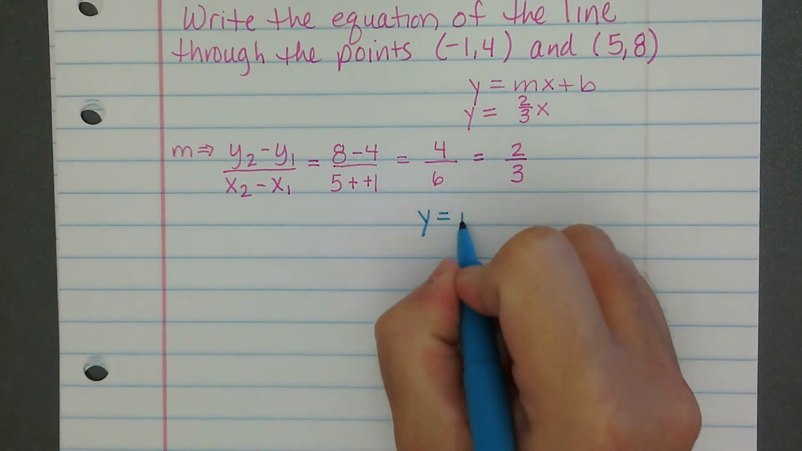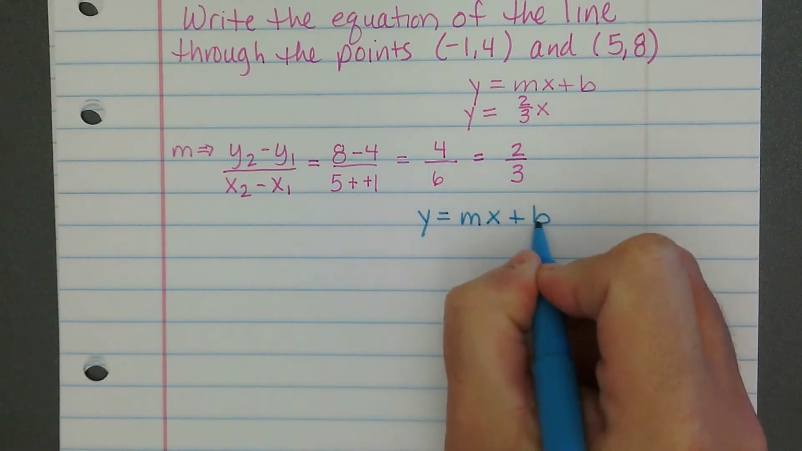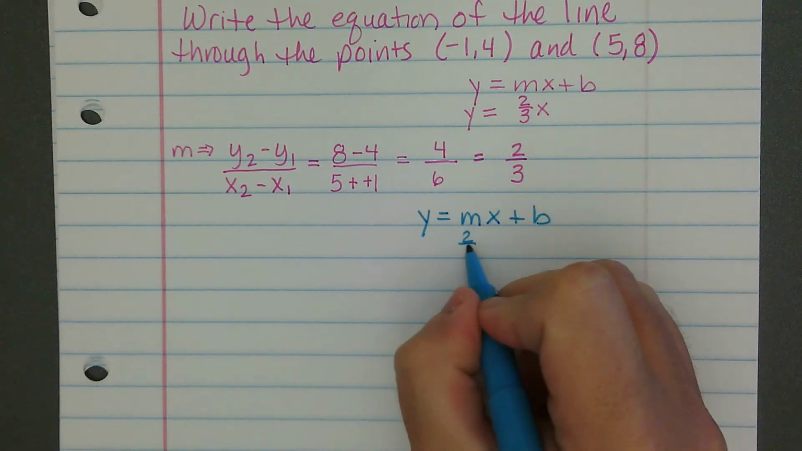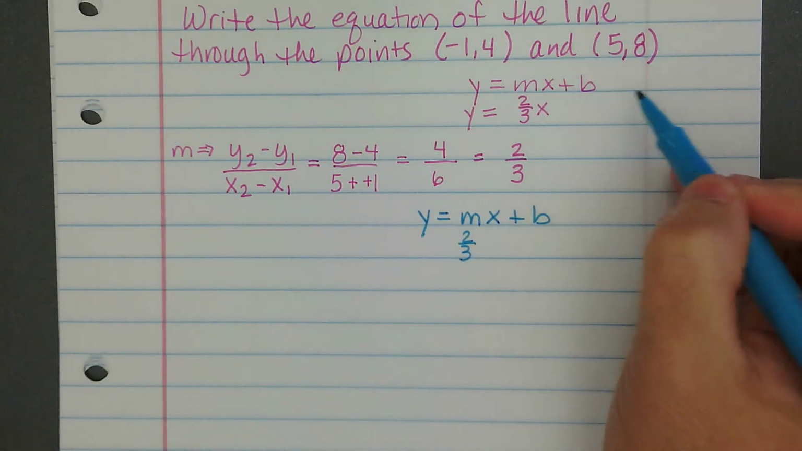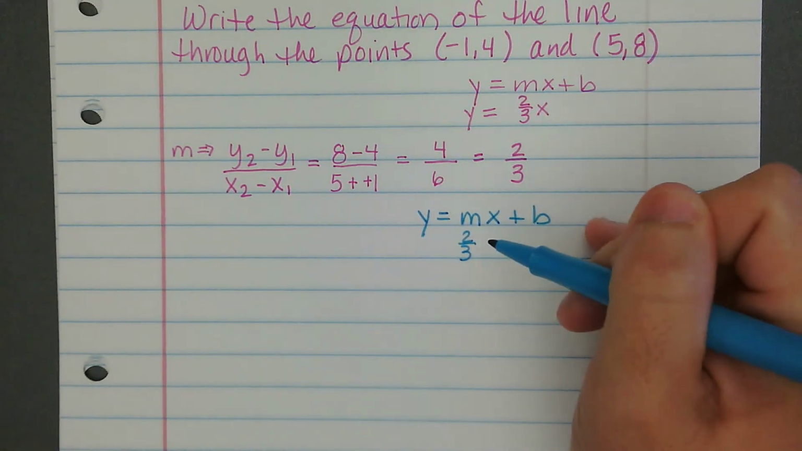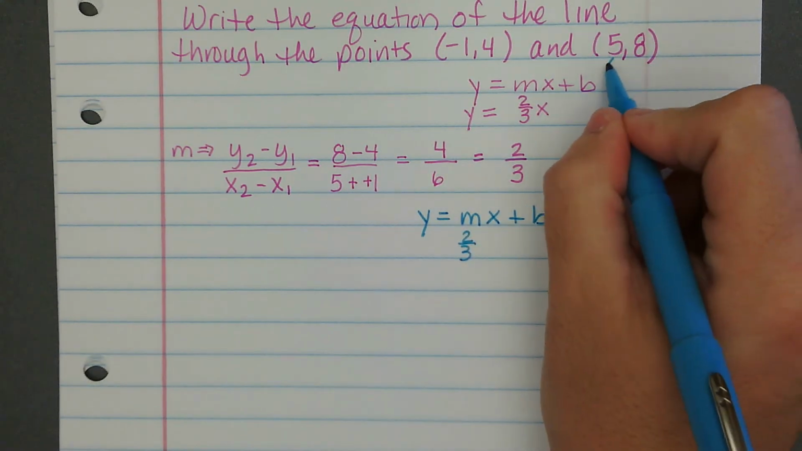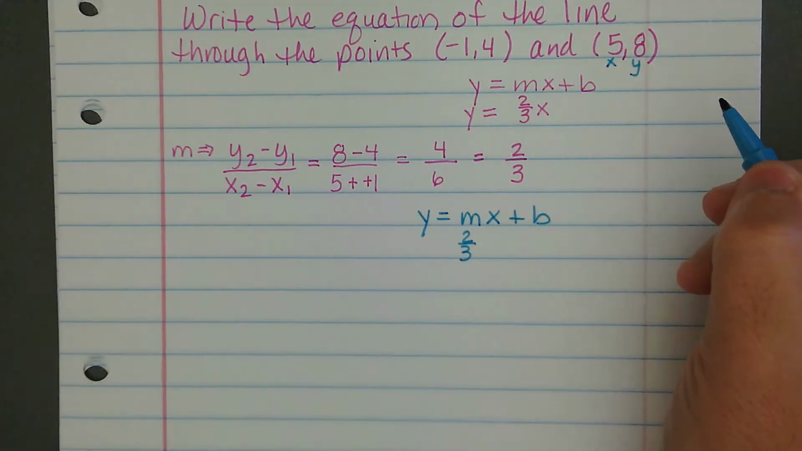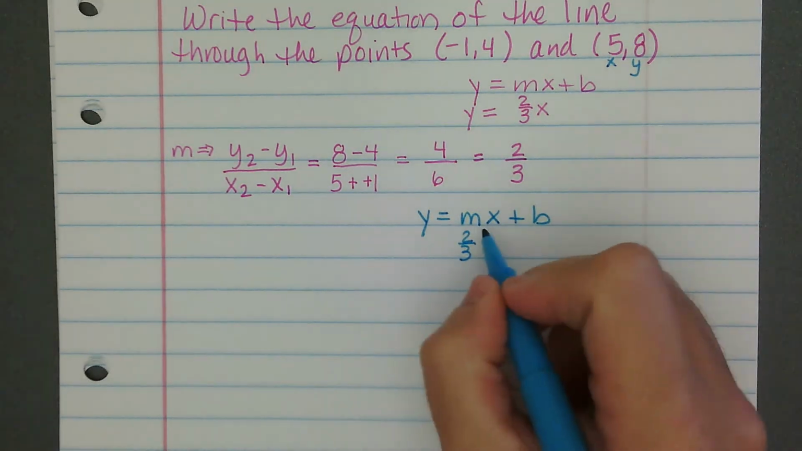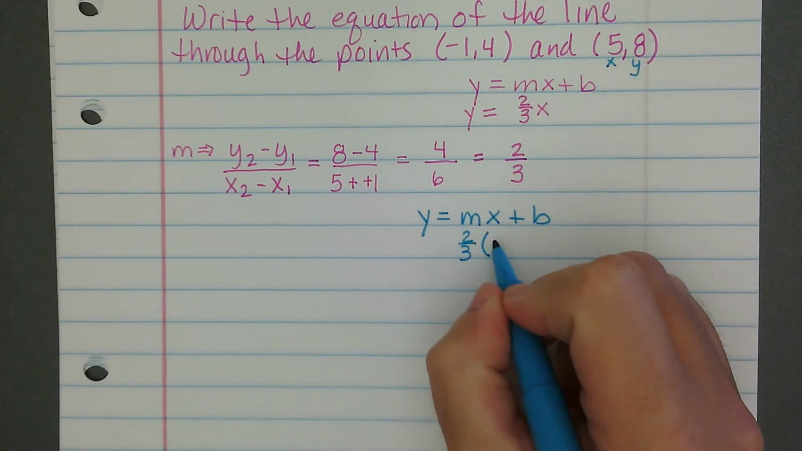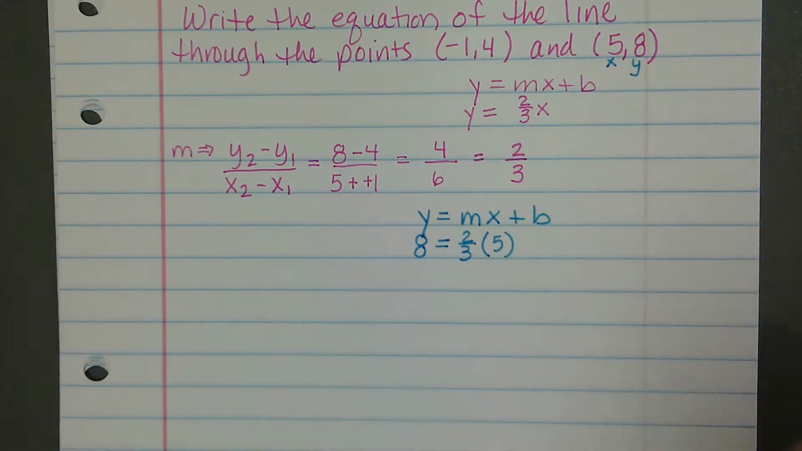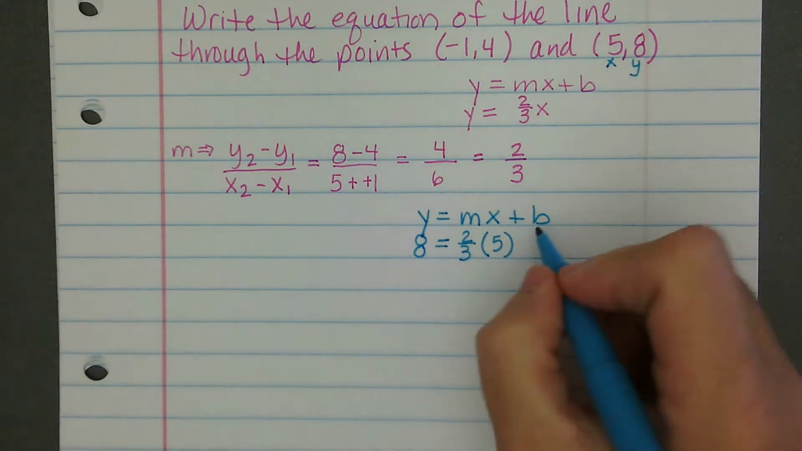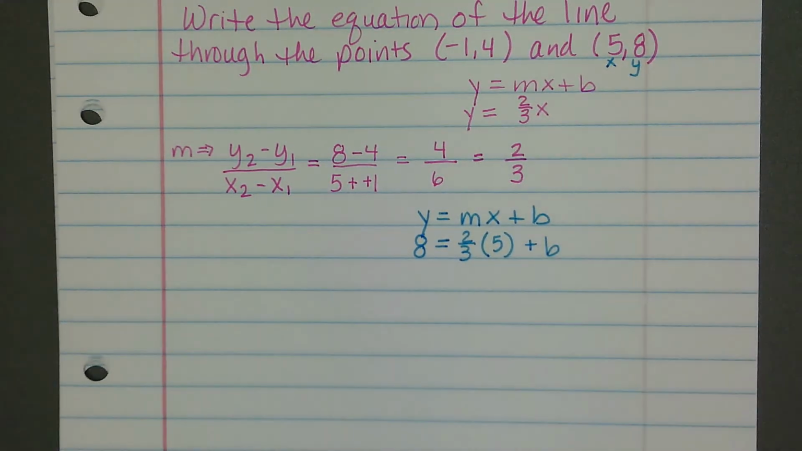I'm going to go into y equals mx plus b mode. I'm going to put 2/3 in for my slope. And I'm going to choose 5/8. And the reason why I'm choosing 5/8 to put in for x and y is because they're both positive and it's just less stuff to worry about. So I'm going to put 5 in the x position and 8 in the y position. Don't forget that 8 is not a y-intercept. It's just a y-coordinate. So that goes in for y. And then we are actually solving for b.